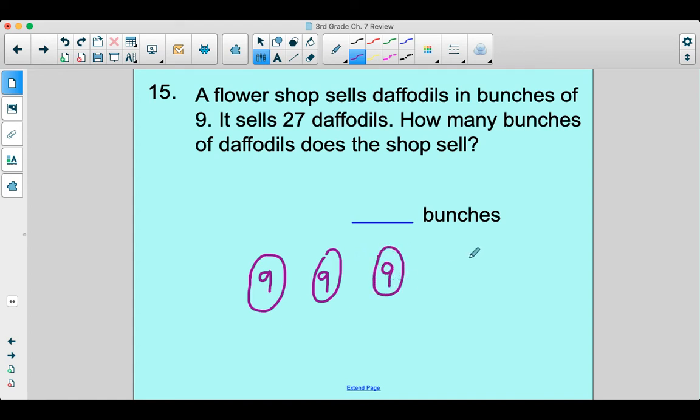Have we gotten to 27 yet? 9, 18, 27. We did. So we ended up with 3 bunches. 1, 2, 3. It's important that we don't put 27 right here, because we were just counting up until we got to 27. This is our answer, the number of bunches. This is 1 bunch, 2 bunches, 3 bunches.